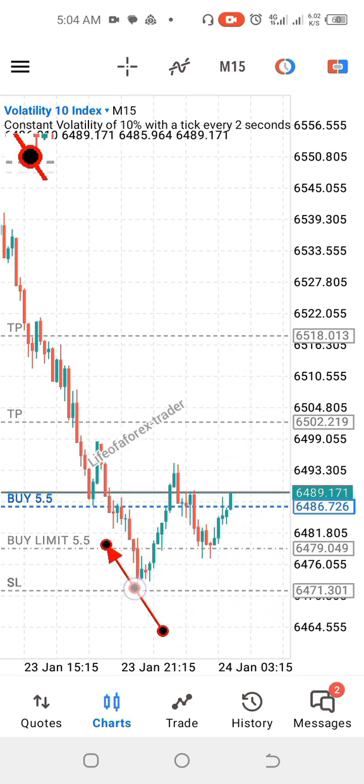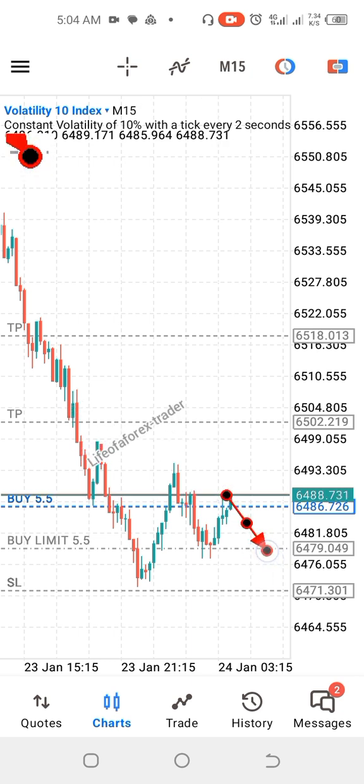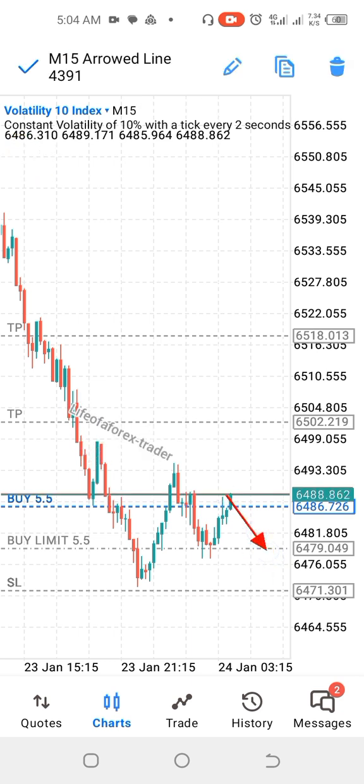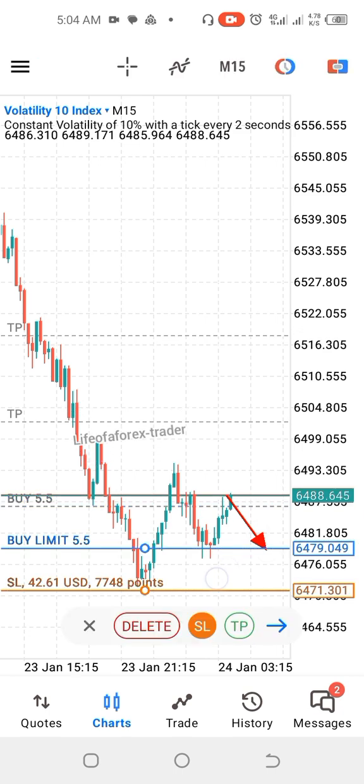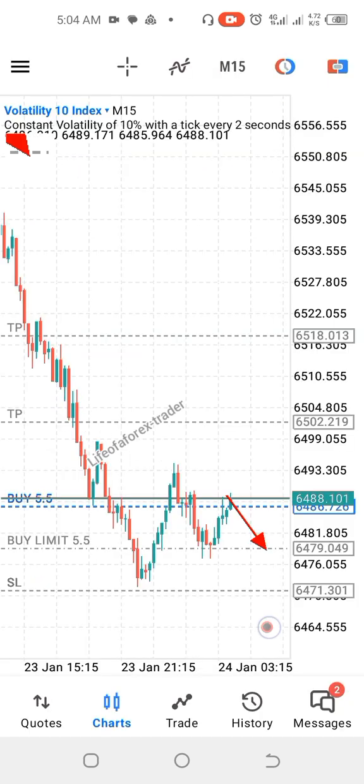At this point I decided to place a pending order there. It's a buy limit order because I feel that if price makes a retracement, the market should trigger another buy order on my behalf. That's just a setting.